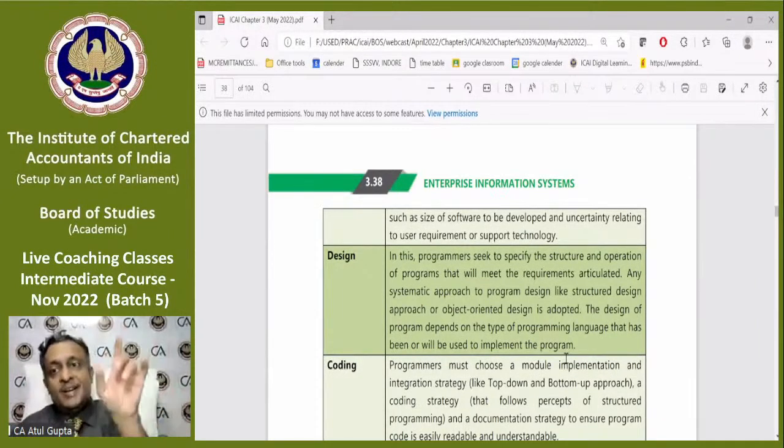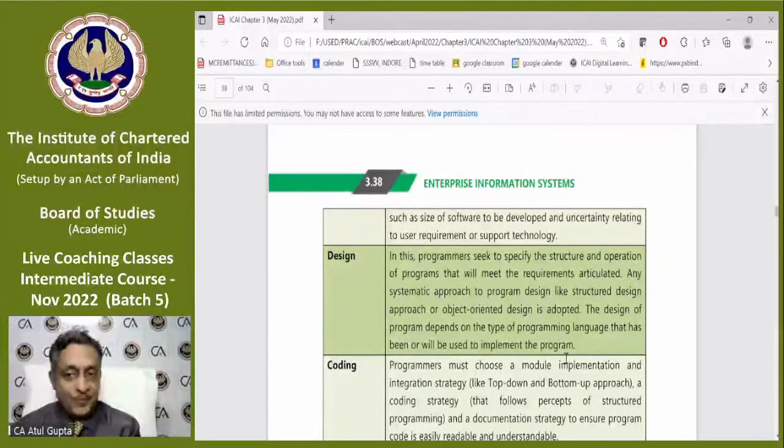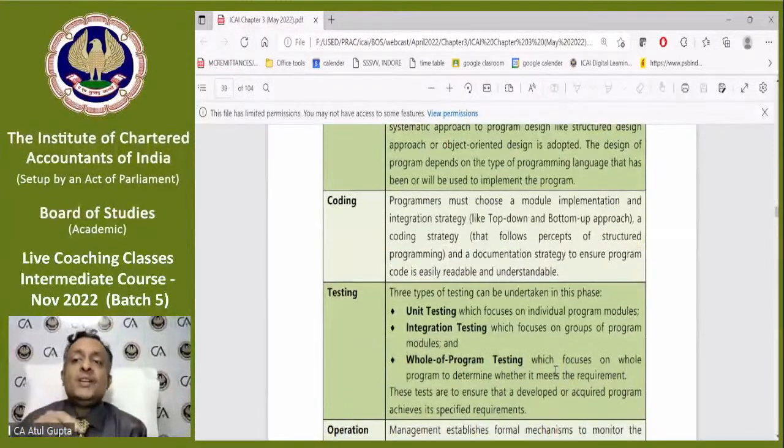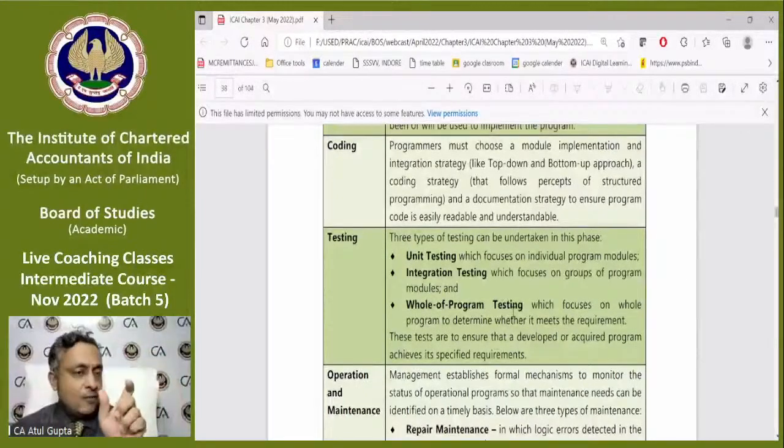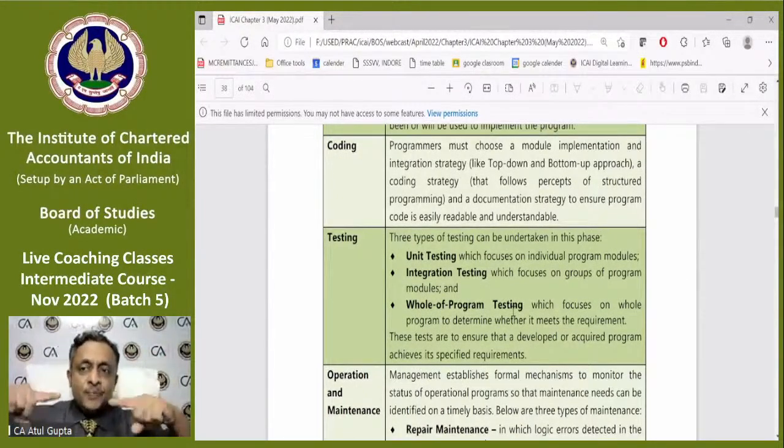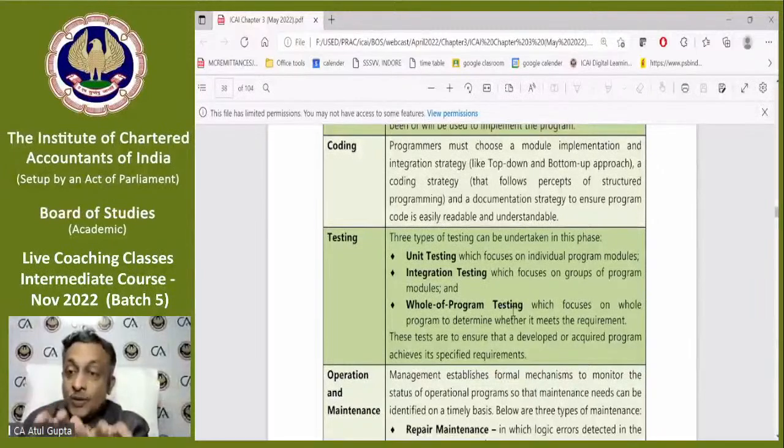Okay. Based on this design, you write code in Java, Python, R, C, C++. These are the languages in which code is created. Once you create the code, test the program. Unit testing: one part of the program. Interface testing, integration testing: testing whether two programs are working properly or not. Whole program testing. So once you create, test the program.